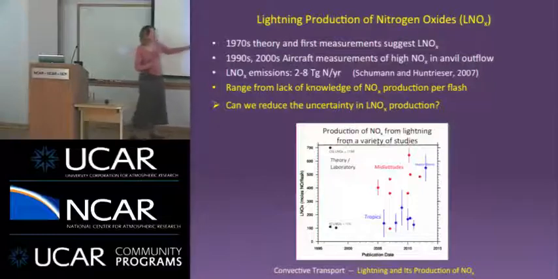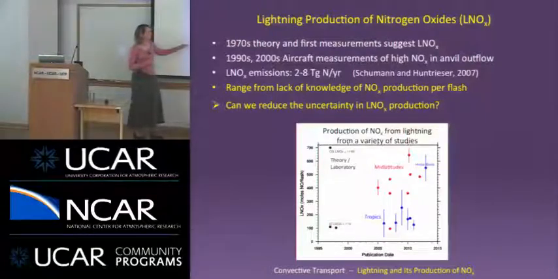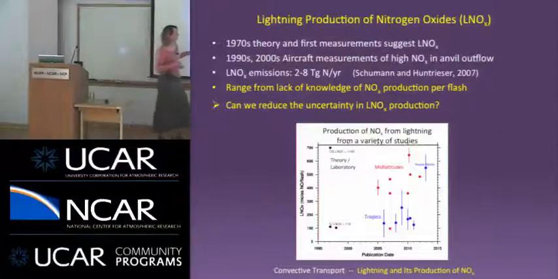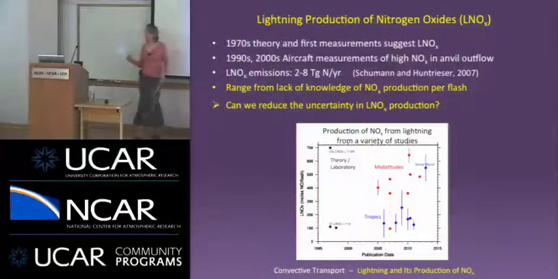Early on, there were some theory and laboratory studies showing anywhere from 100 moles of NO to 1,000 moles of NO per flash. Then these aircraft measurement campaigns came in, and we started getting estimates of around 400 to 500 moles of NO per flash, mostly in mid-latitude storms, and 150 to 200 moles of NO per flash in tropical storms.